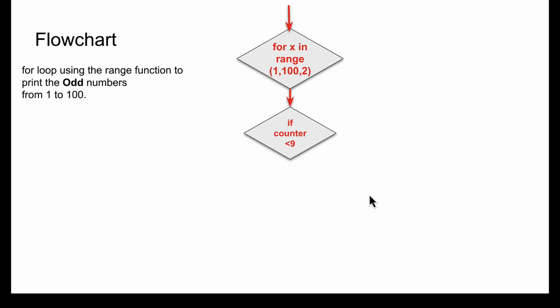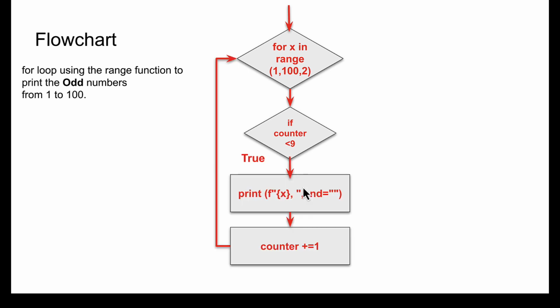For the odd one, we'll start out by establishing our loop, utilizing a for loop and establishing our range. And this is going to be our counter. If our counter is less than 9, that means we have less than 9 items on the line, we're going to utilize this print statement. So we have a comma and a space, and we also have the counter increase by 1.